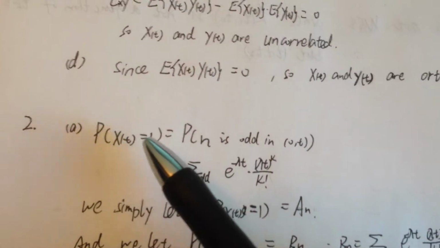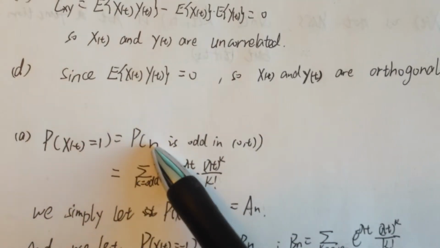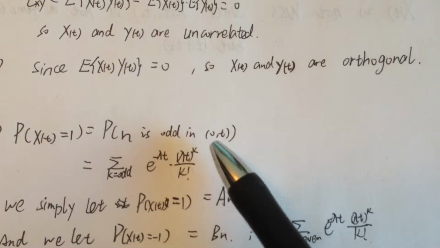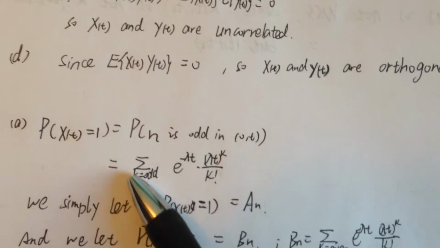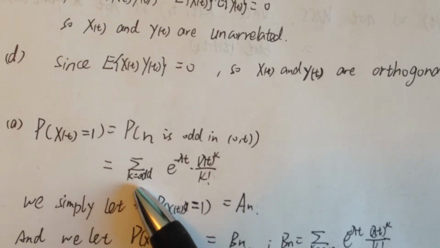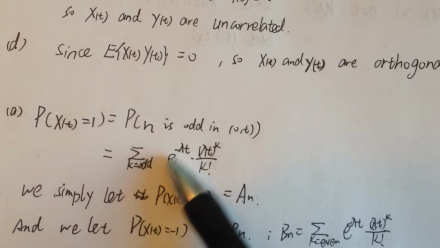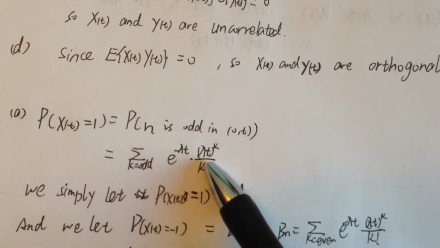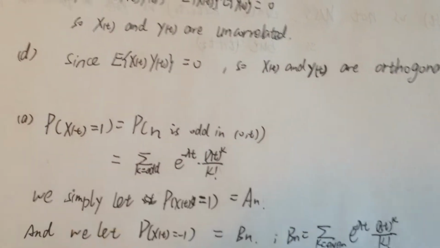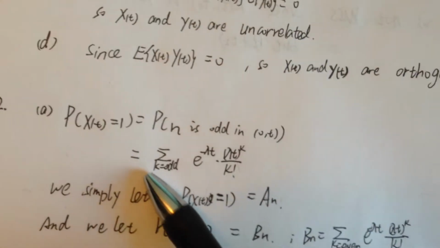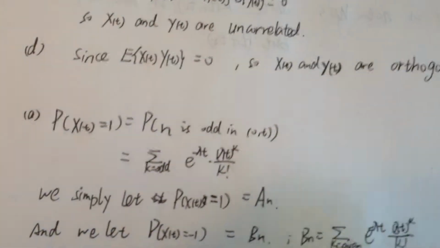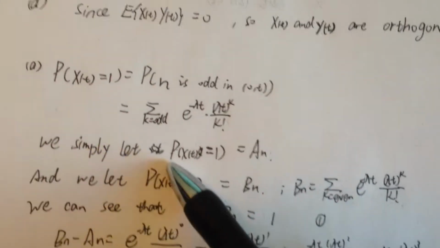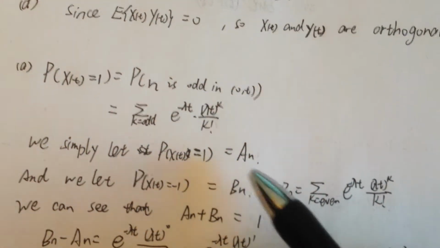We can easily know that the probability of X(t) equals 1 equals the probability of N being odd in the interval 0 to t. So we can easily find the answer, and it equals the summation of e to the minus lambda t times (lambda t) to the power k over k factorial, where k is odd. That means k equals 1, 3, 5, 7, and so on. So we simply let it equal a_n.